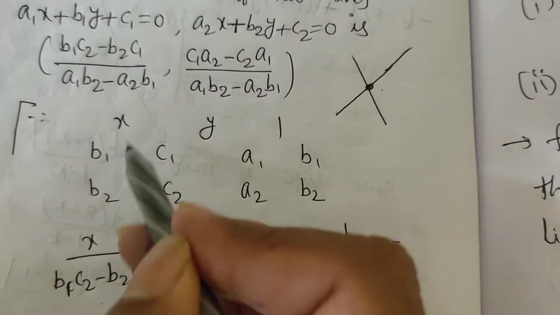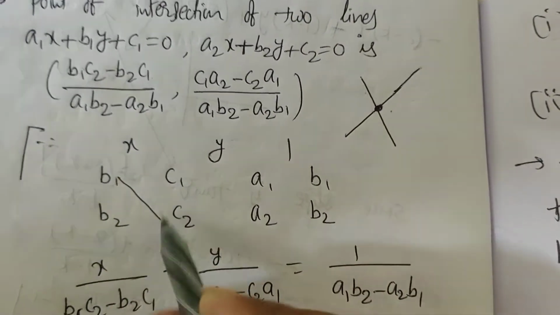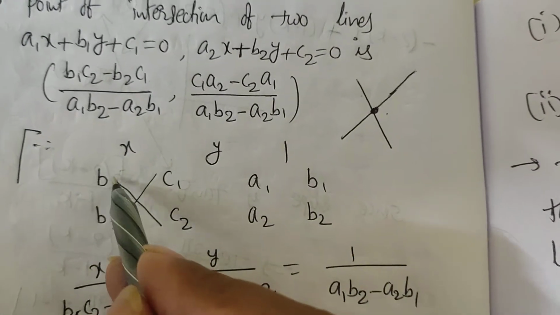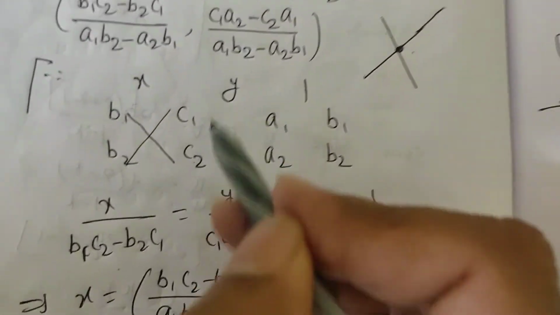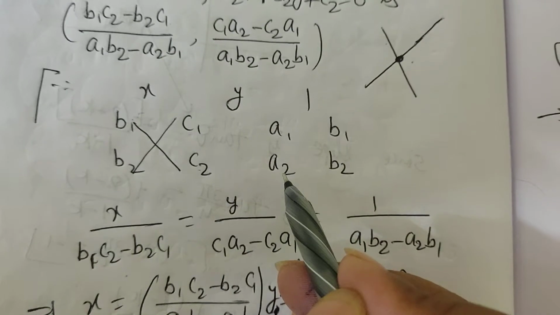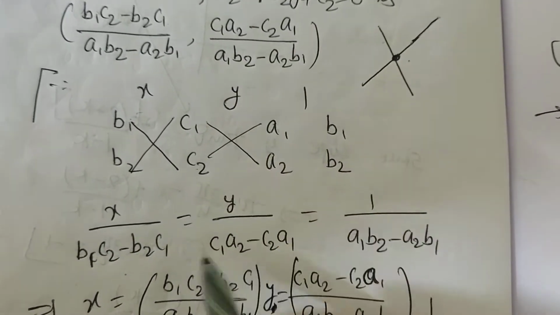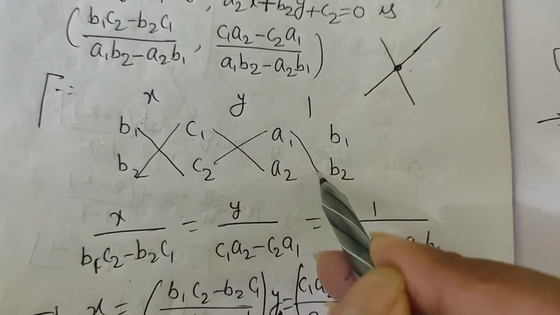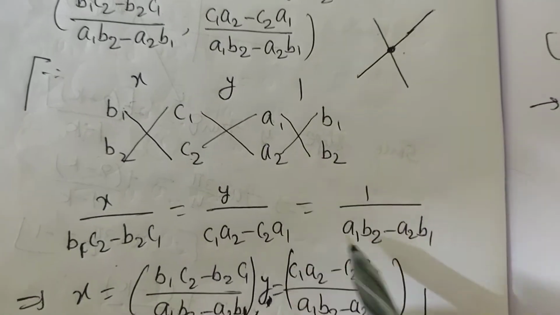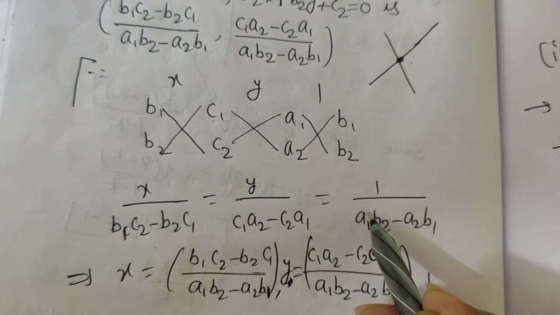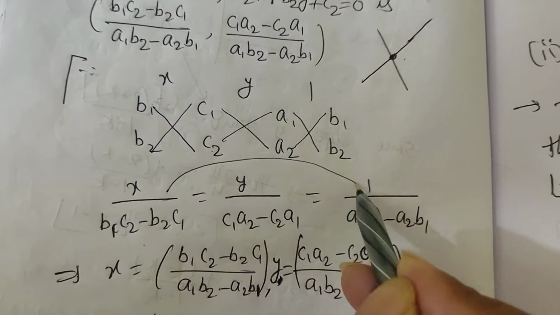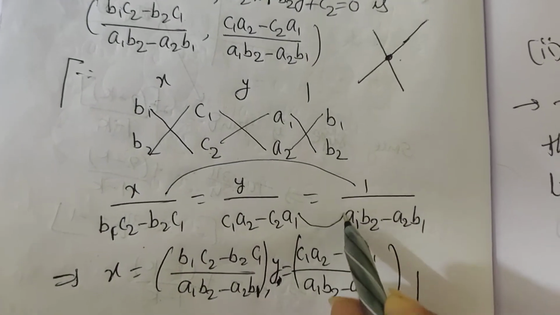After that we have to write the cross multiplication of these two. First, b1 c2 minus b2 c1: x by b1 c2 minus b2 c1 is equal to y by c1 a2 minus c2 a1 is equal to 1 by a1 b2 minus a2 b1. To get the value of x, equate these two. To get the value of y, equate these two.